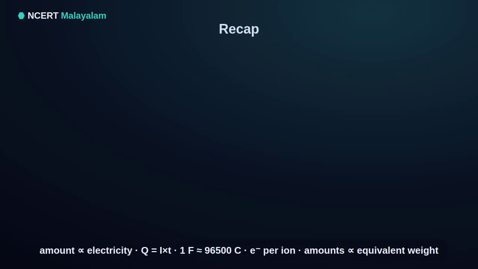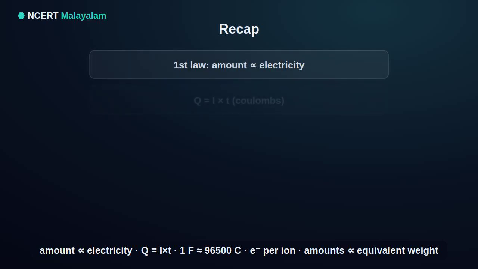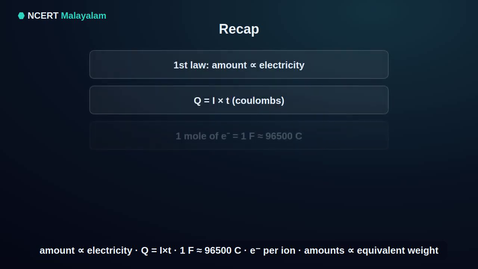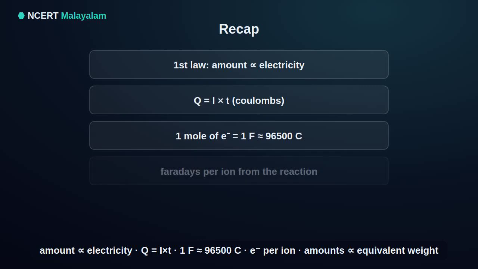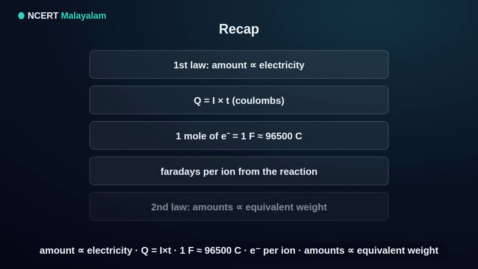Recap: amount is proportional to electricity. First law, so Q equals I times t. 1 mole of electrons is 1 Faraday, approximately 96,500 coulombs. The reaction gives the Faradays per ion. Amounts are proportional to equivalent weight.